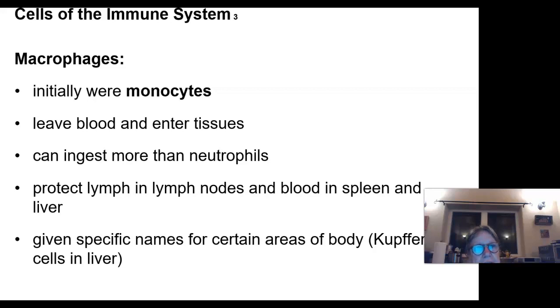Macrophages initially start as monocytes. They leave the blood and enter tissues, and they can ingest more than the neutrophils can. Neutrophils are just kind of first line defense. They're the first responders. They work, but they don't do the whole thing. And macrophages protect the lymph and the lymph nodes, the blood, the spleen and the liver. And when they're in a specific body area, like in the liver, they're called Kupffer cells.